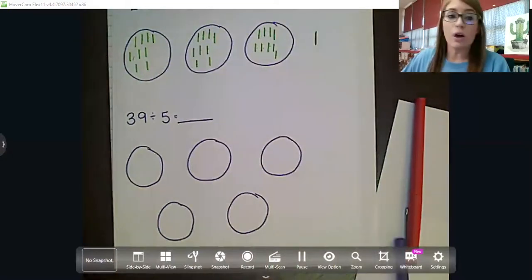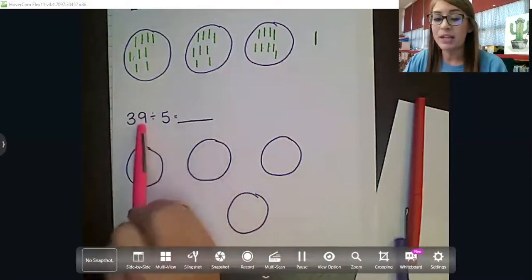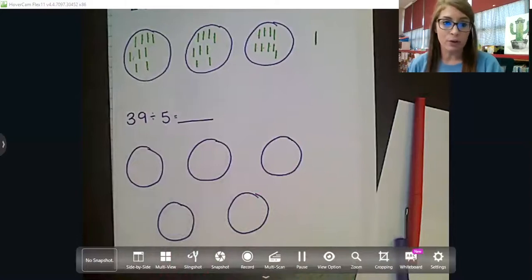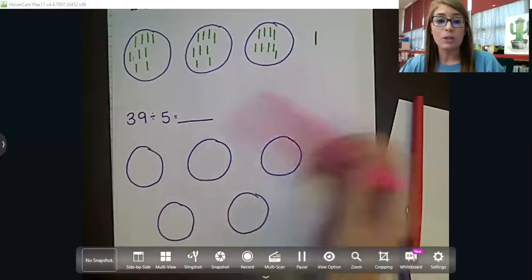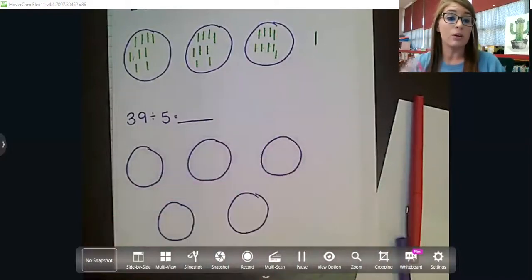All right, so now that I have drawn my 5 circles, now I've got to divide up these 39 between the 5 groups. So I'm going to do the exact same thing as I did up here. I'm going to count and put 1 in each circle until we either run out or we end up not having enough to be even.